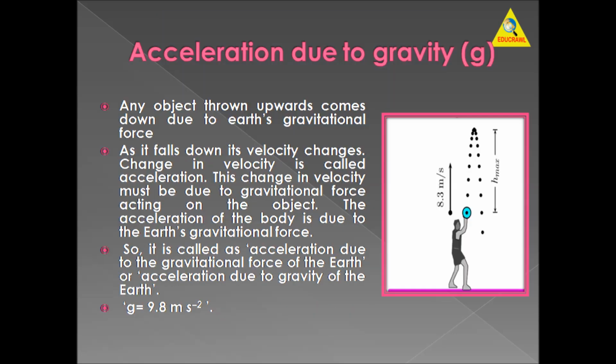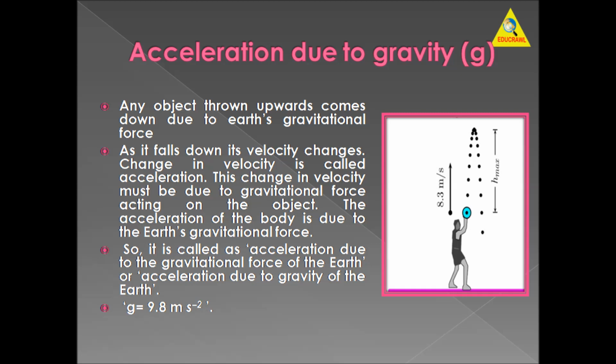Next, we shall see about acceleration due to gravity. Acceleration due to gravity means, suppose any object is thrown upwards, it comes down due to Earth's gravitational force. As it comes down, its velocity changes. Hence, change in velocity is called as acceleration. And this acceleration is due to the action of gravitational force.